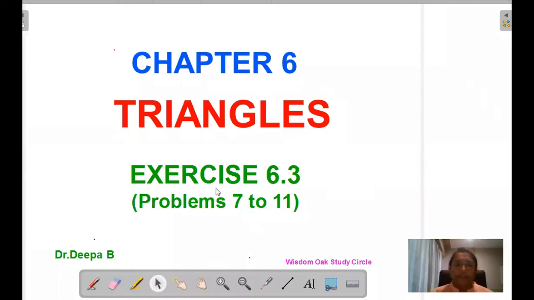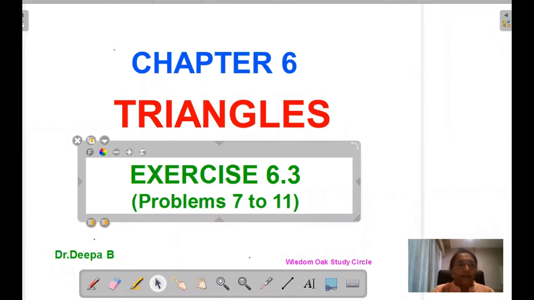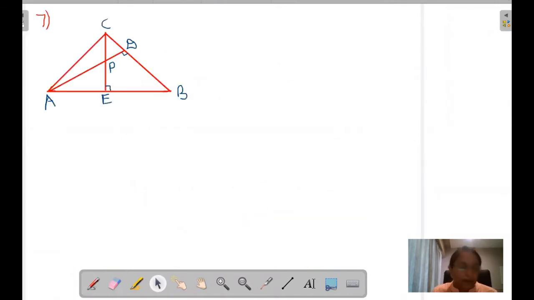Hello everyone. In the previous video, we have studied the examples on exercise 6.3. Let us continue the same and we'll solve problems from 7 to 11. So, chapter 6 is triangles and exercise 6.3 is based on the criteria SAS, SSS and AAA criteria. So let us consider example 7 of NCERT textbook.